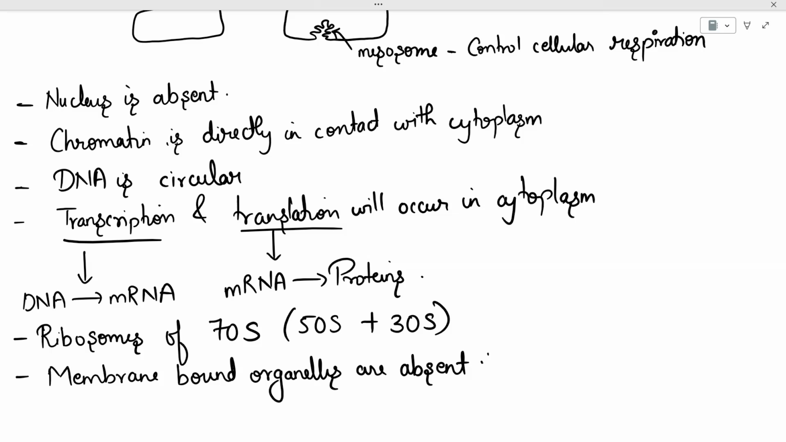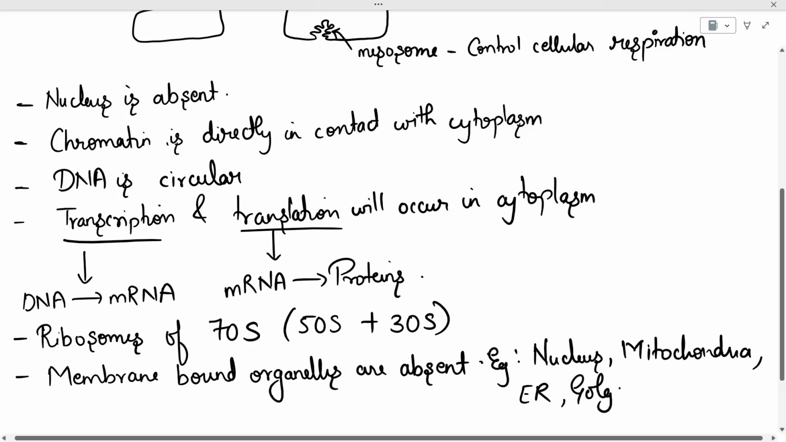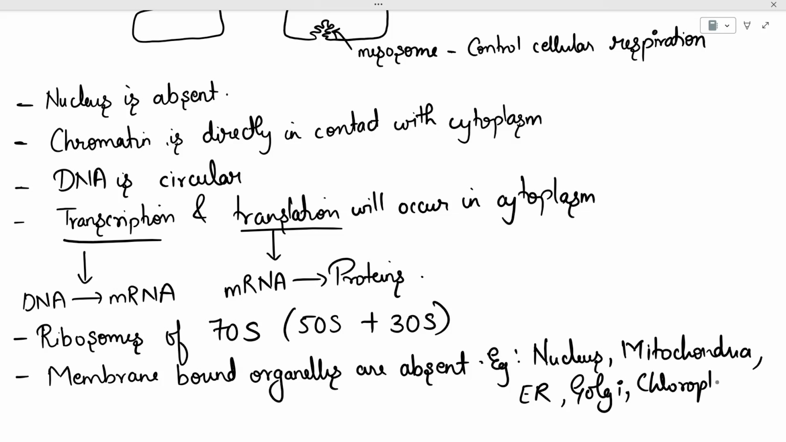Let me give you some examples of membrane bound organelles, like the nucleus. Nucleus will be absent in prokaryotic cell. Apart from that, mitochondria is a membrane bound organelle. All the organelles which have a membrane around them will be absent. So mitochondria will be absent in prokaryotic cell. Endoplasmic reticulum will be absent, then Golgi will be absent. These are some of the examples. Apart from that, chloroplast will also be absent in prokaryotic cell.